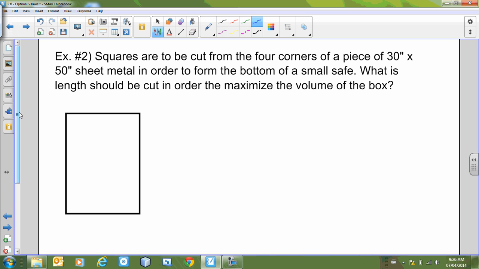So that's kind of the one class of problem. This is sort of another one. You have a piece of sheet metal. In this case, I wrote down 30 by 50. And in order to create the bottom of a safe box, or a small safe, we're going to cut corners off of this.